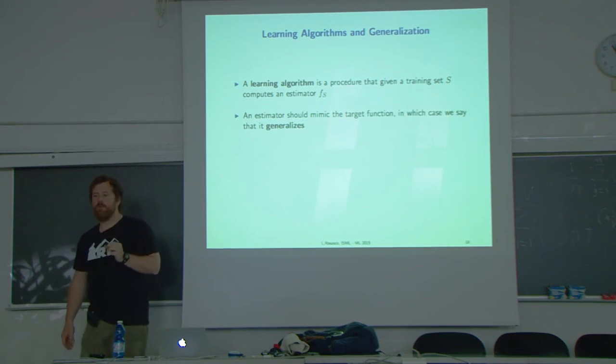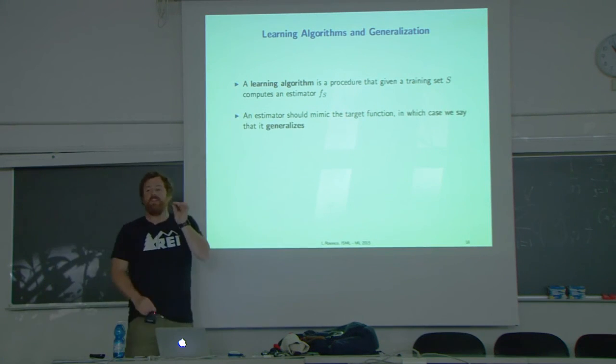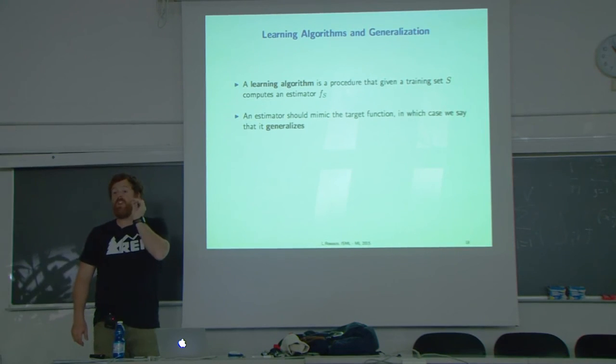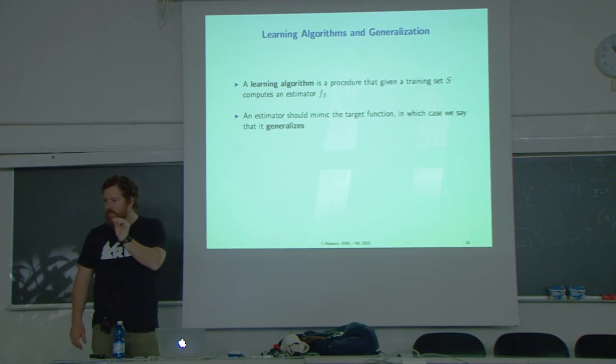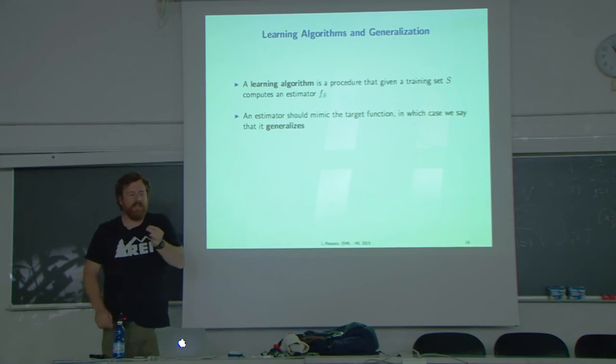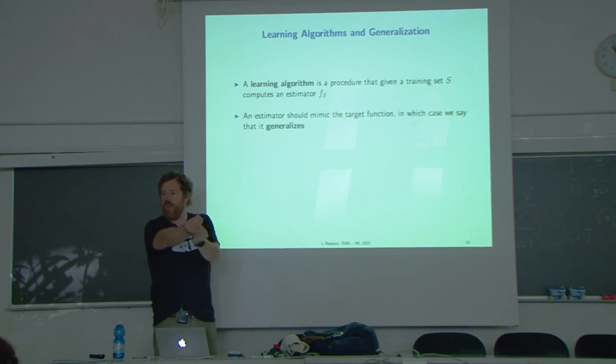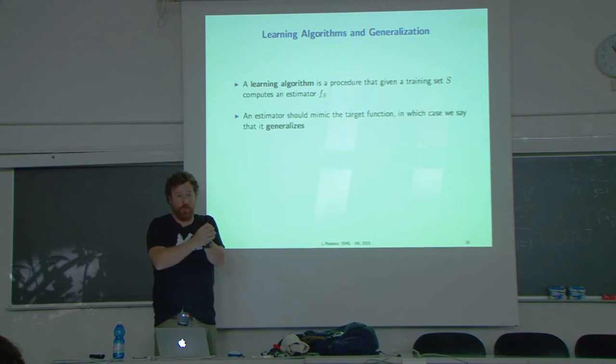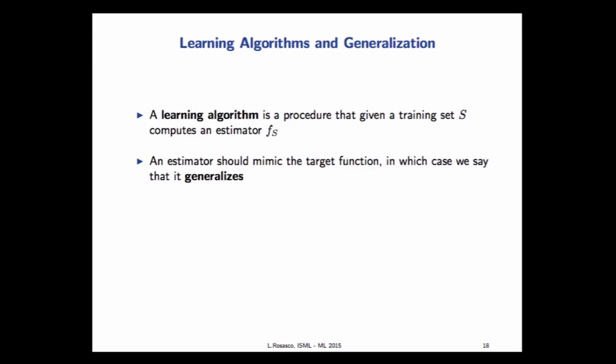A fairly important point is that while we assume that the target function exists, we are not really interested in estimating the target function, but rather in doing as well as it. Meaning that the target function is going to make a certain error, and we would like to make an error which is more or less as big as the one of the target function. In which case we say that the solution generalizes. If it predicts well in the future.